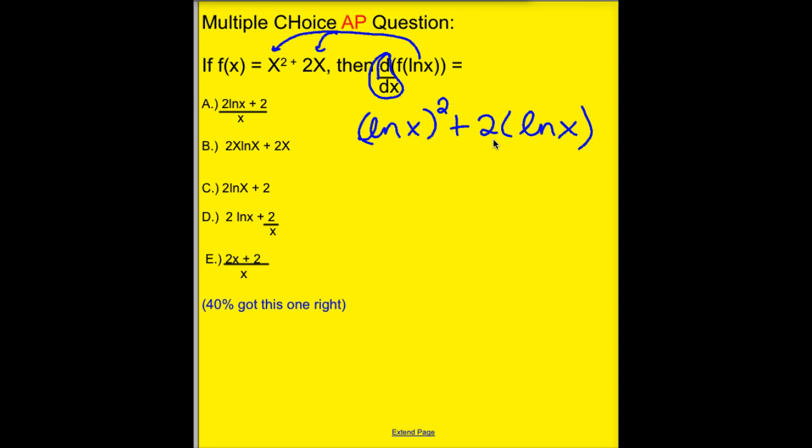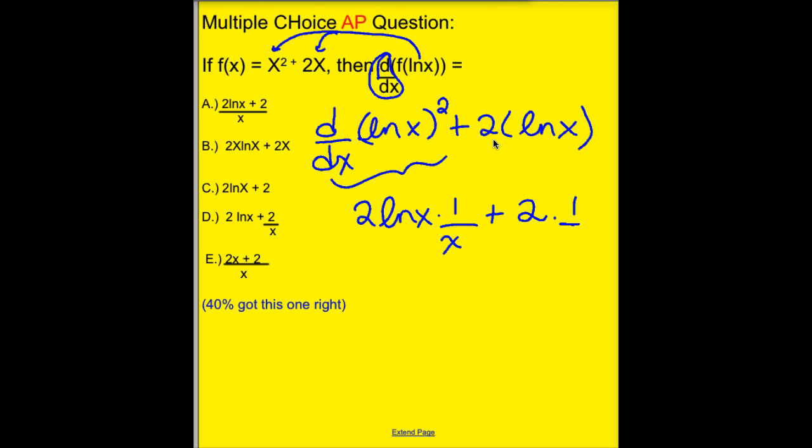Anyway, my derivative with respect to x would then be, first of all, I'd use the chain rule. I would do 2 times the natural log of x to the first times the derivative of the natural log function, which is 1 over x, plus 2 times the derivative of the natural log function, which is 1 over x. And then I have a common denominator, so it looks like I'm just going to have 2 ln x plus 2 over x for option A.